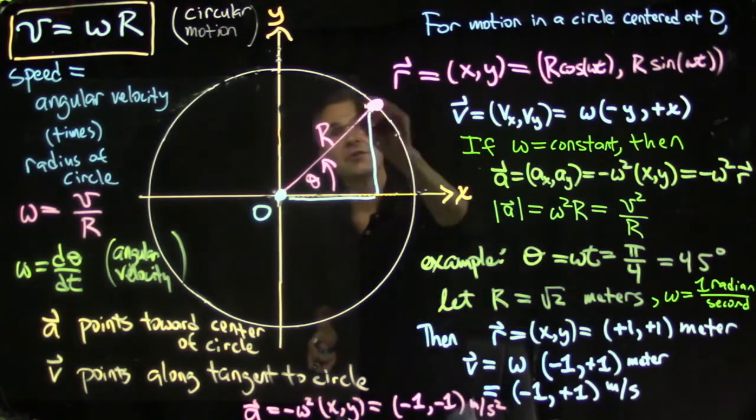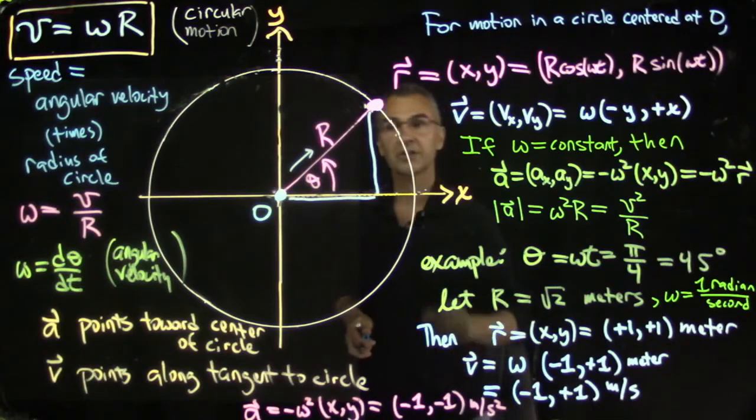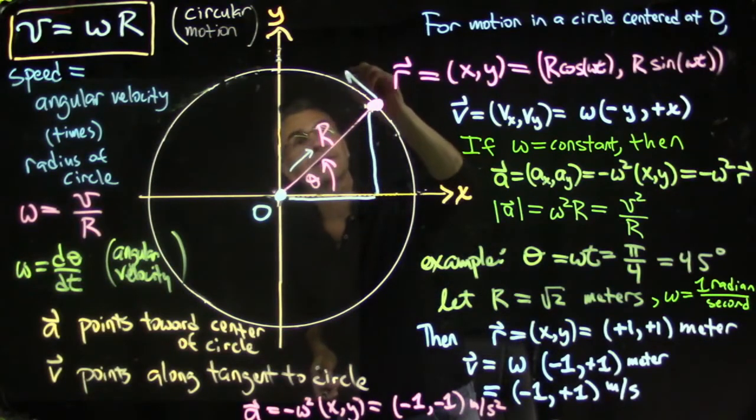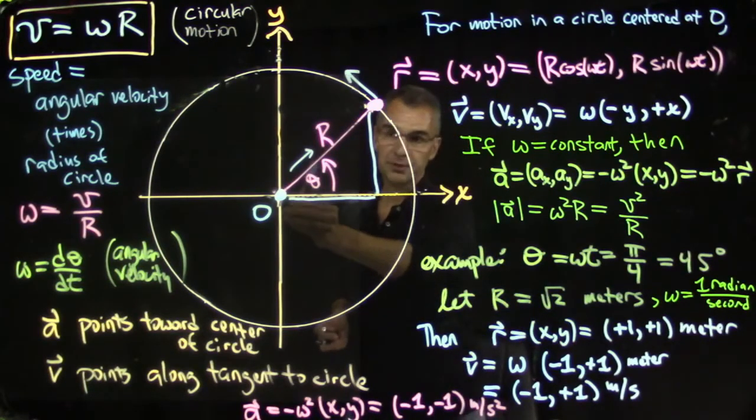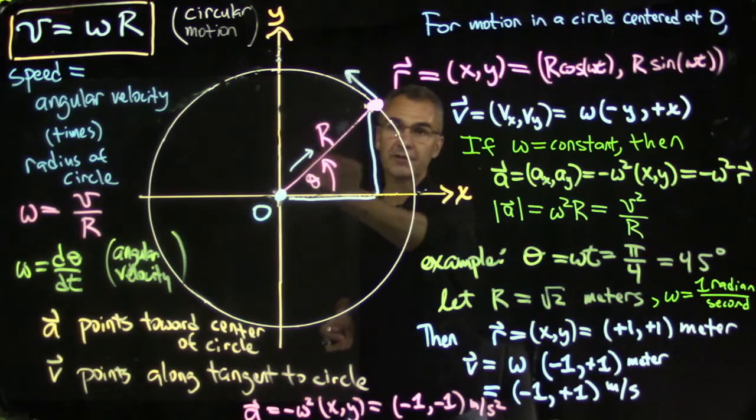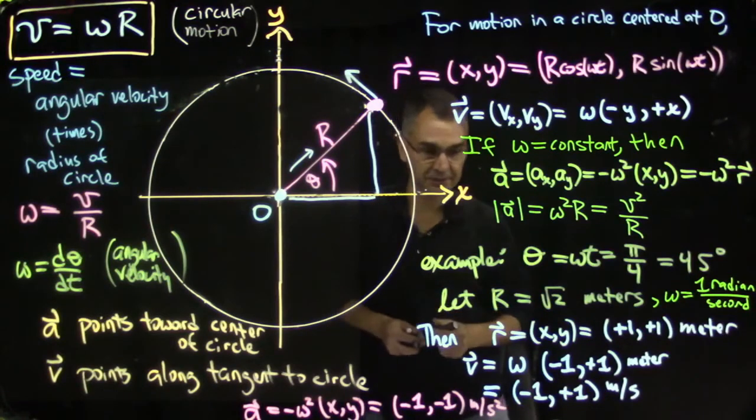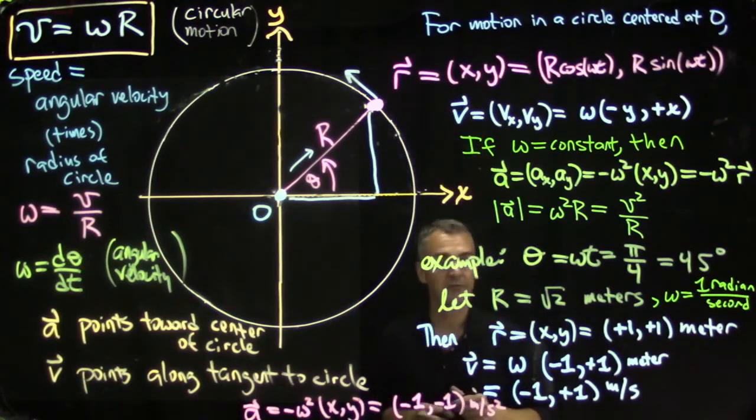Well, you see 1 comma 1 goes this way, minus 1 comma plus 1 goes this way. Plus 1, plus 1 would go northeast. Minus 1, plus 1 would go northwest. So that makes sense.